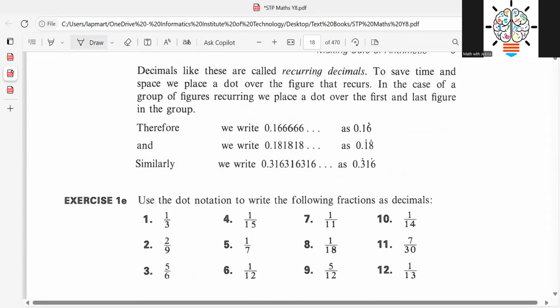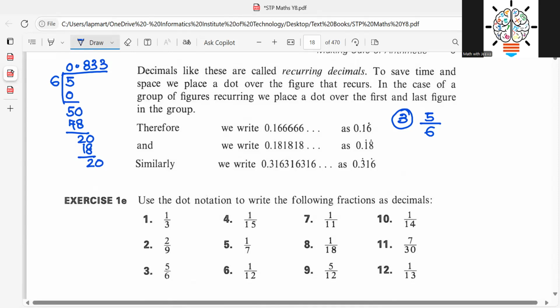3, 4, 5. So we'll see how we can do the third one, 5 over 6, right? In my working column, I divide 5 by 6. 6 times 0, 0; for 50, 6 times 8, 48. So 20. 6 times 3, 18. Then 20. 6 times 3, 18. 20. So what does this mean, children?